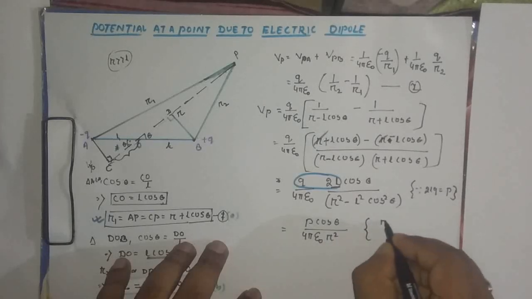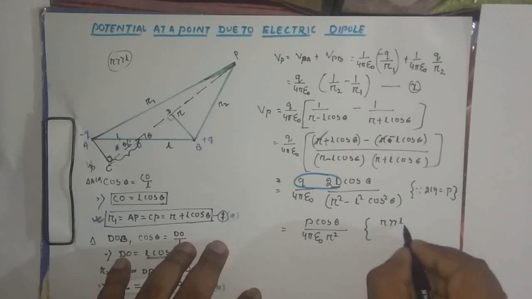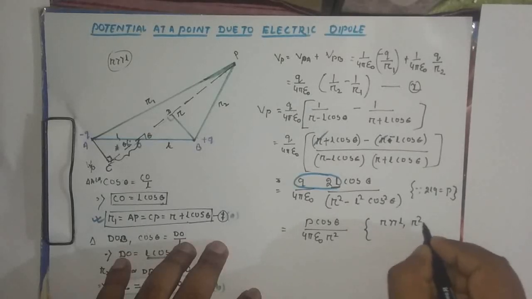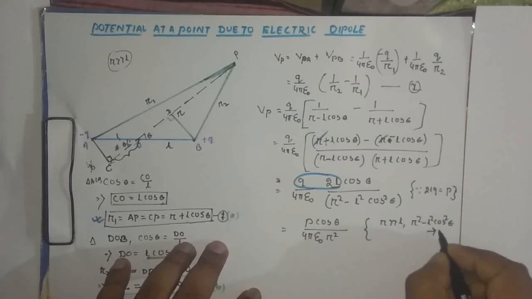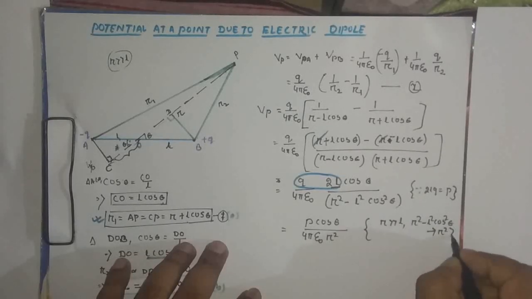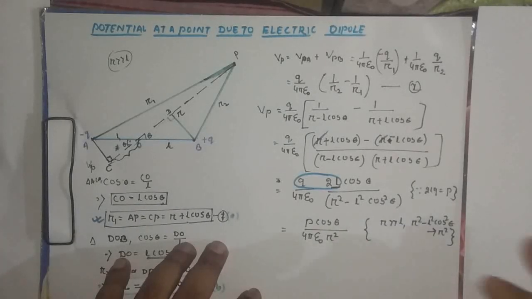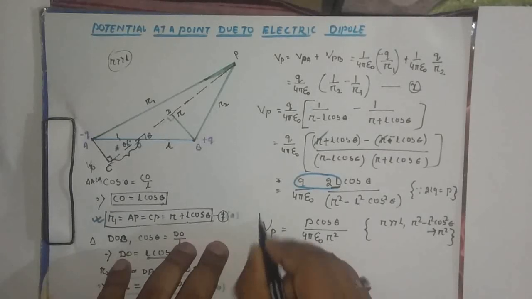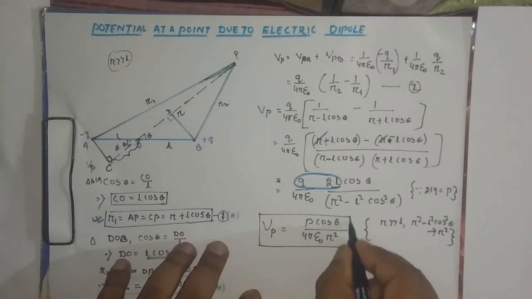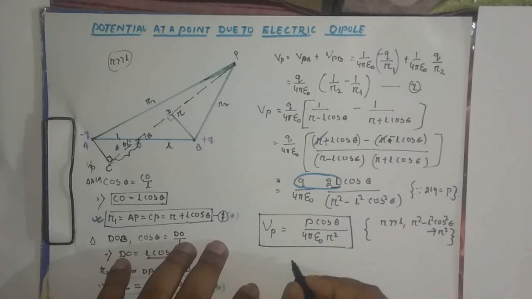Why? R is very, comparing to L, it is a very, very large quantity. So r minus L square cos theta will tend to r square. Like 1 crore minus 1 paisa. Like that comparison. So this is my net potential at any point due to electric dipole.